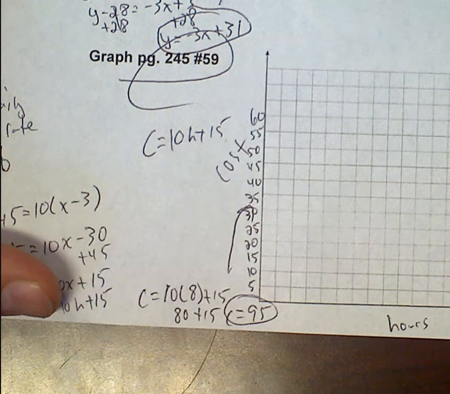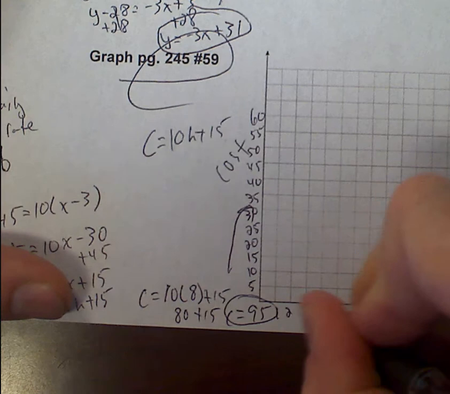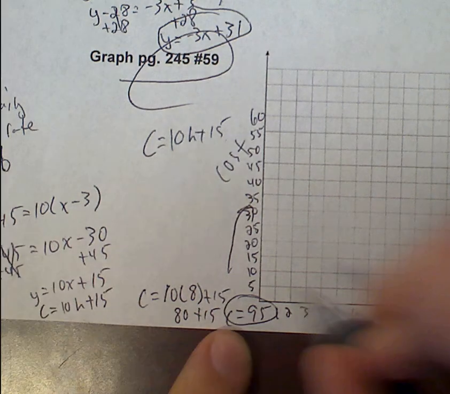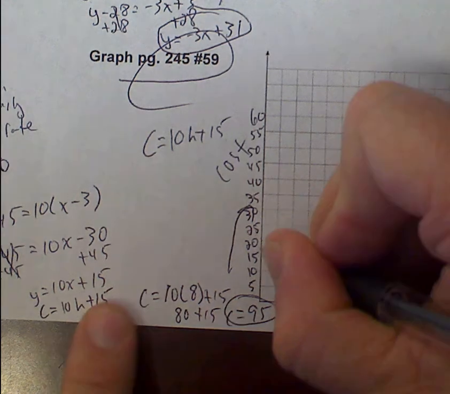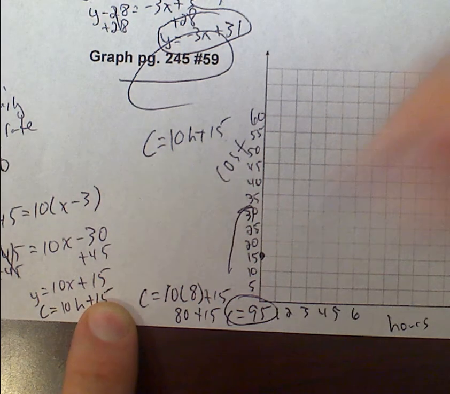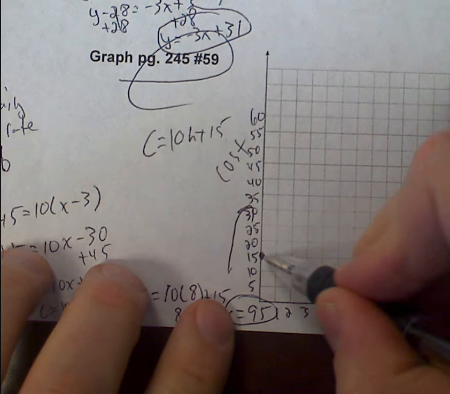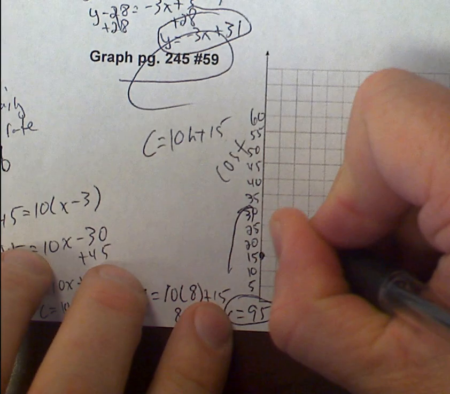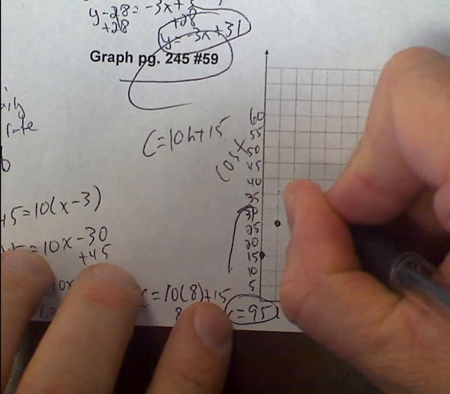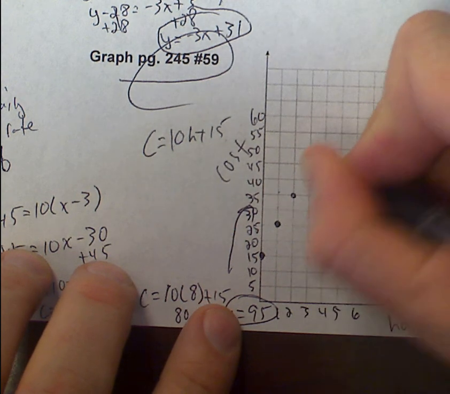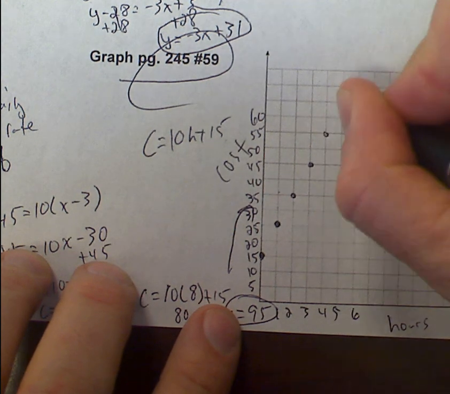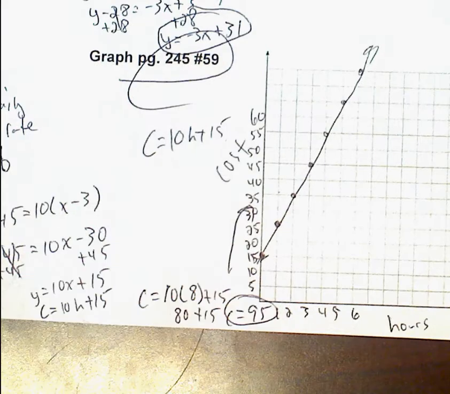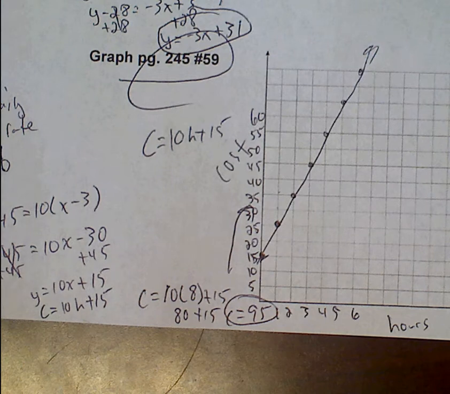So on and so forth. My hours, I just need to count by 1. So my y-intercept is at 15. And I have to go up 10 over 1. So up 10 would be 25 over 1. Up 10 over 1, and again, and again, repeating. There is my equation graphed. And I am done with part 2.